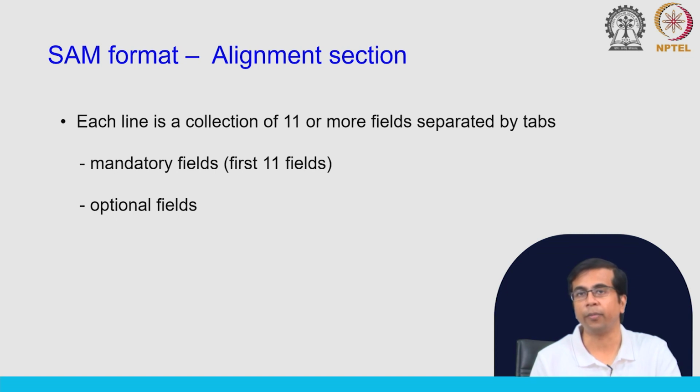These may or may not be there in the file, and in some cases you will probably see them. Okay. So, in our data you will see these optional fields, these are there because they are also giving us some important information about the mapping. Okay. So, what are these 11 fields?